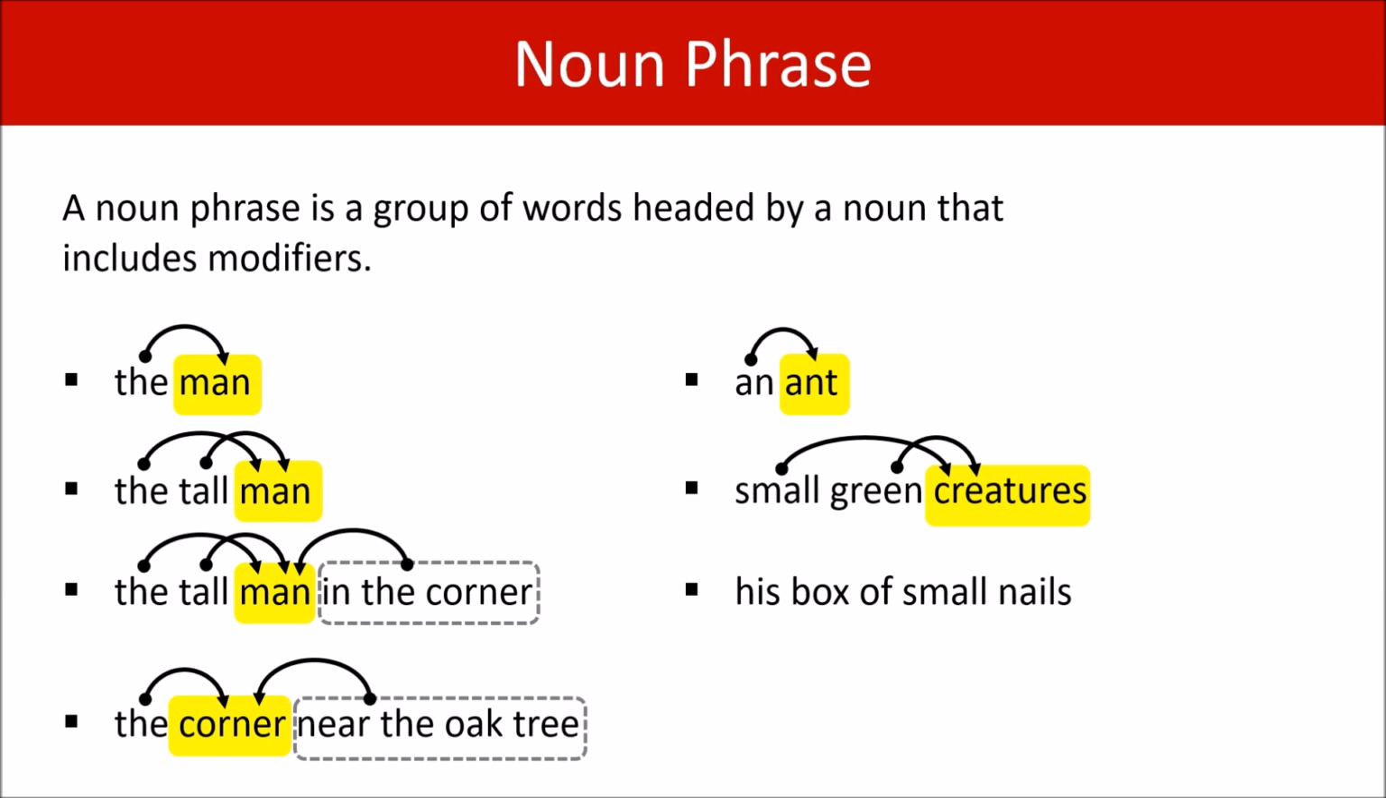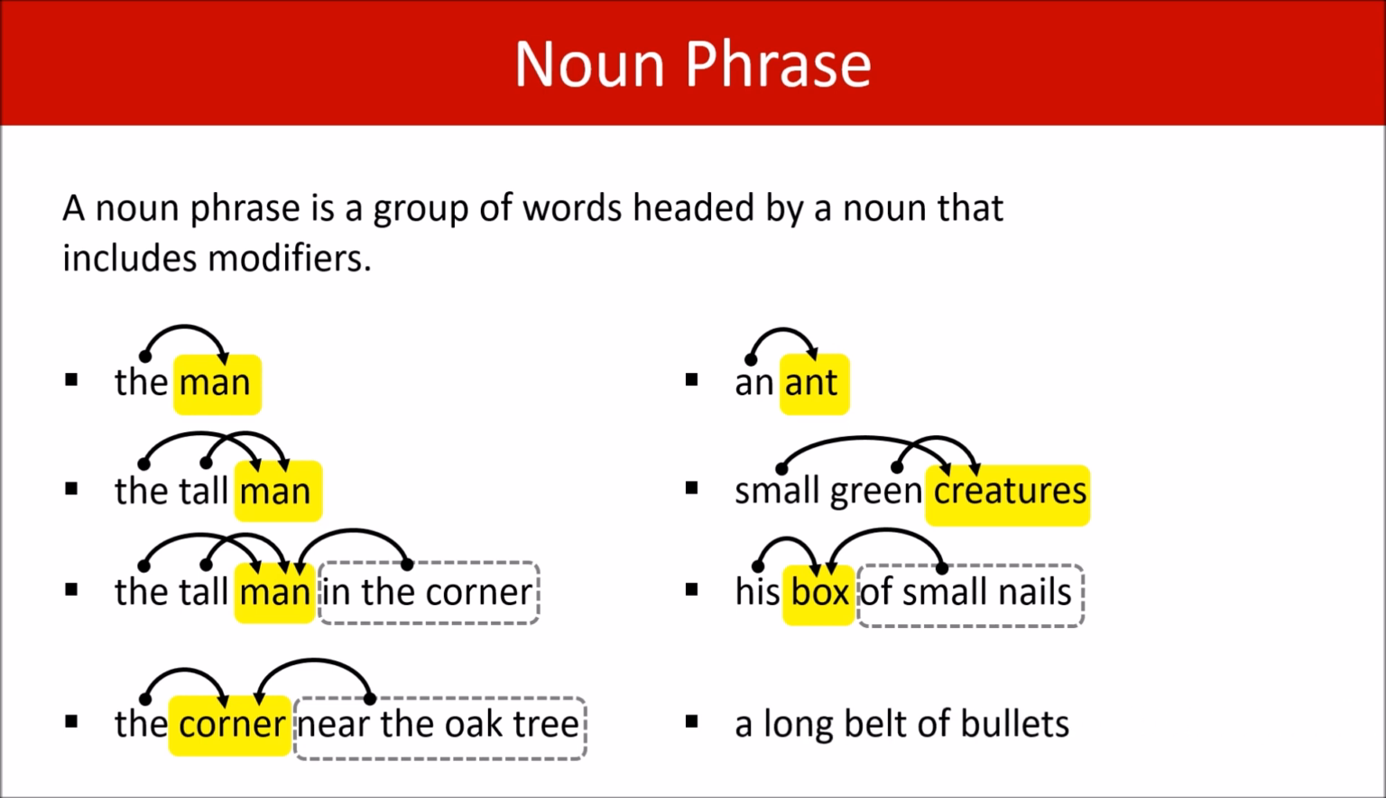His box of small nails. Box is the head noun, modified by his, and also the prepositional phrase of small nails. It describes the box. A long belt of bullets. A and long modify belt, so does the prepositional phrase of bullets. Okay, hopefully you're starting to get a feel for what noun phrases are.